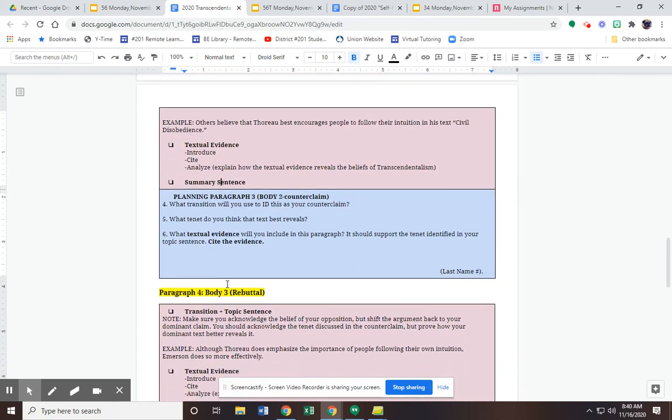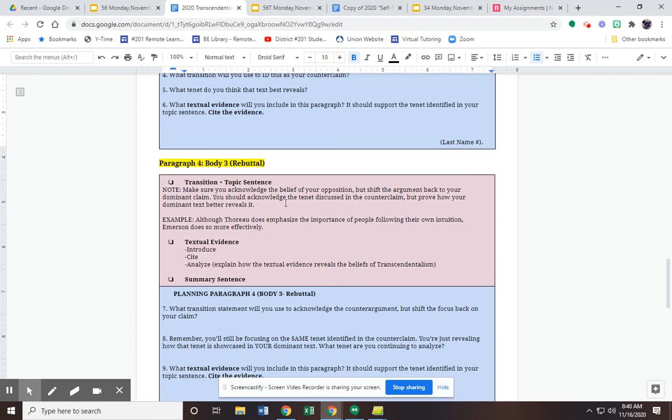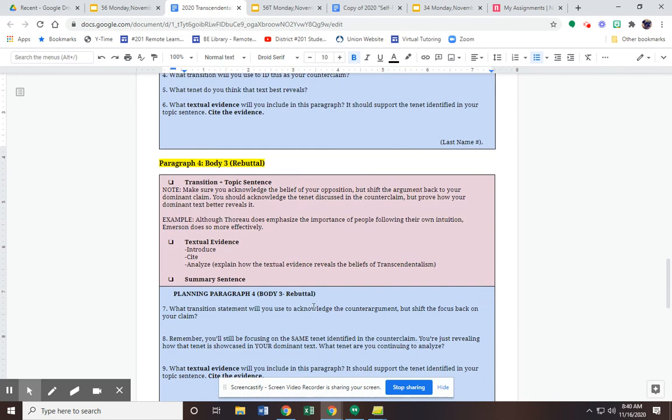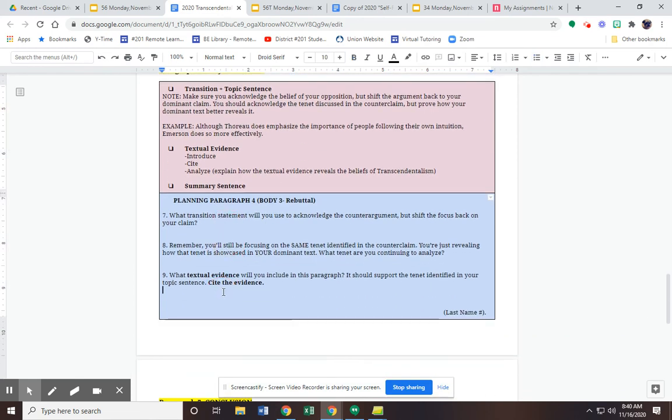Body 3, paragraph 4 is your rebuttal. You're focused on the same tenet identified in your counterclaim. So if you were doing like follow your intuition, you're still doing follow your intuition in the rebuttal. So that's just something you need to be mindful of. Again, I explained this all for you here, but now you're finding a piece of textual evidence from your text and explaining why your author did a better job showcasing it, okay? Again, everything in blue, that's the things you're doing today.